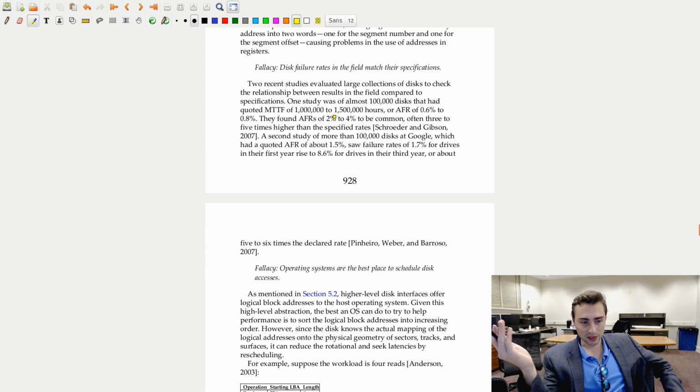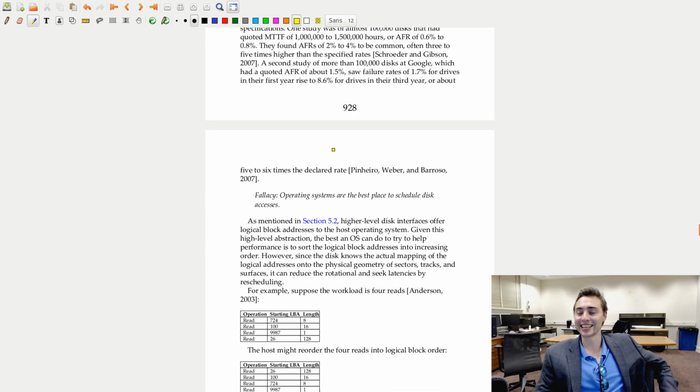So if you're looking at a spec sheet to tell you your mean time to failure or how long it's going to last, don't. There's your hot take of the day.